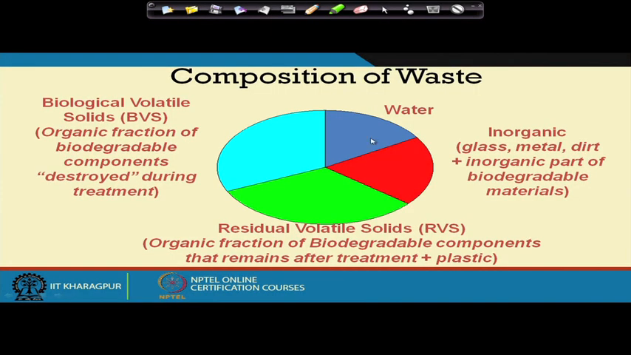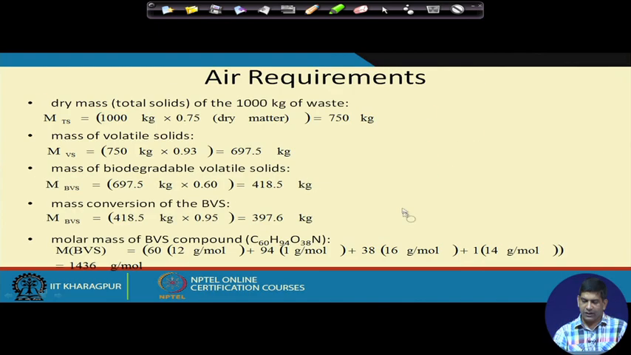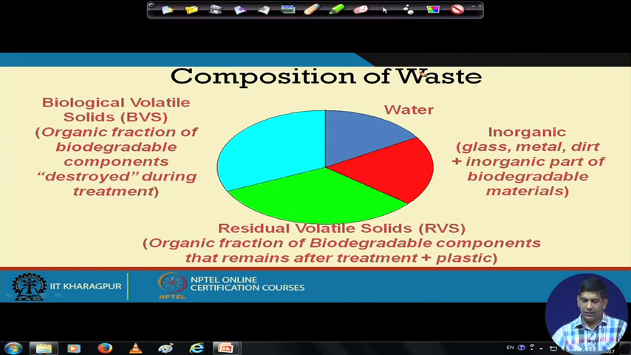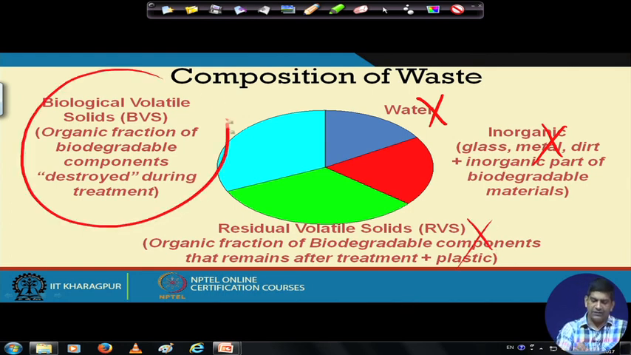Again, if you look at the composition, just to remind you, this is what I was trying to draw a few slides back. You have the water, you have inorganic, you have residual volatile solids. Sorry, you have residual volatile solids. These are not going to react in the compost system. What is going to react is this part.